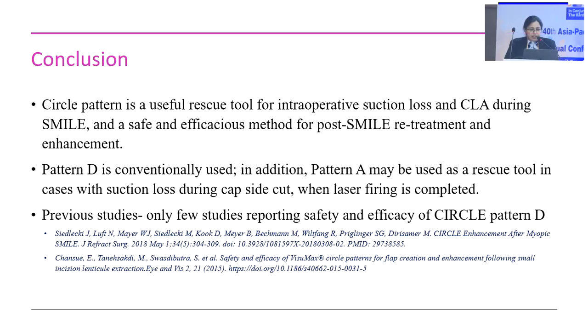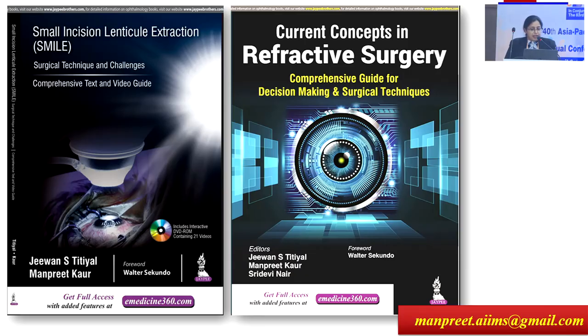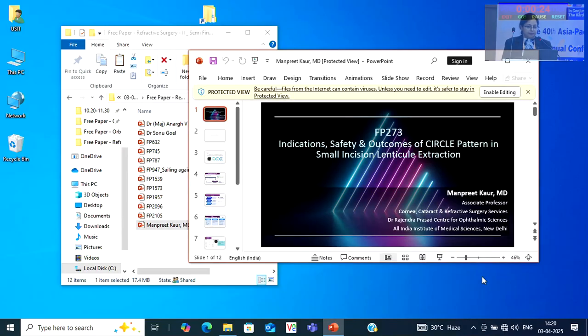To conclude, circle pattern is a useful rescue tool for intraoperative suction loss and management of cap lenticular adhesion during SMILE, and a safe and efficacious method for post-SMILE retreatment and enhancement. Pattern D is conventionally used. In addition, pattern A may be used as a rescue tool in cases with suction loss during cap side cut when laser firing is completed. There are only a few studies reporting safety and efficacy of circle pattern D, none with circle pattern A. So there are only 2 studies in literature.